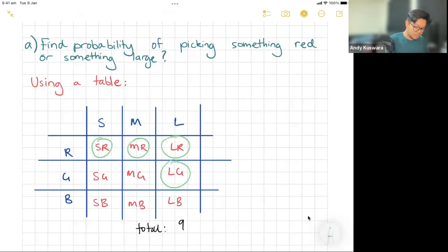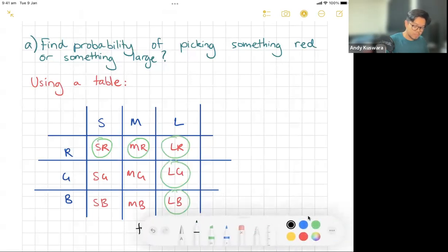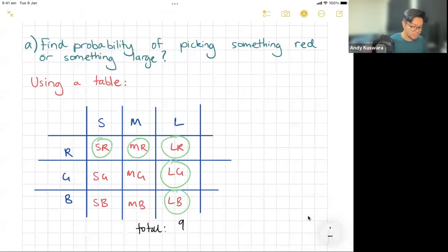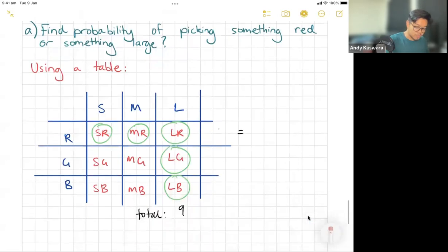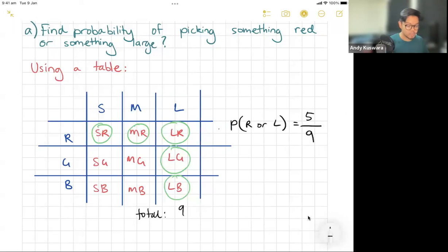So for me to pick something at random and pick something either red or large, and I should write this down properly with the correct notation because that matters, the probability of red or large is going to be how many? 1, 2, 3, 4, 5. There's 5 of them out of a total of 9 options. So that there would be your answer.